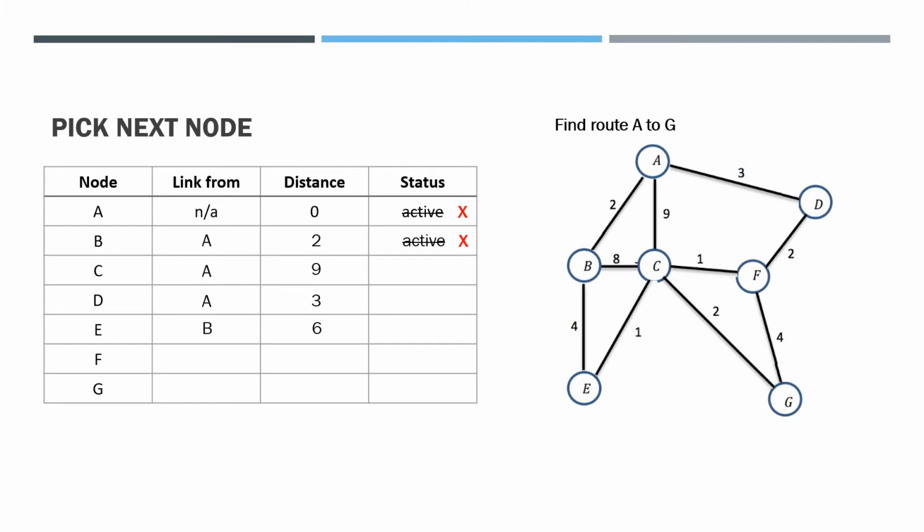Once again, we have to pick the next node. It can't be A or B because they are done. So looking at the remaining 3, we've got C at 9, D at 3 and E at 6. So it's clearly D that becomes the next active node.